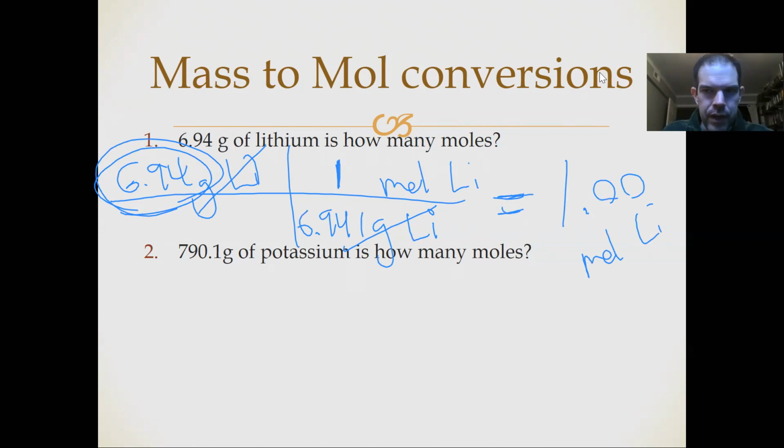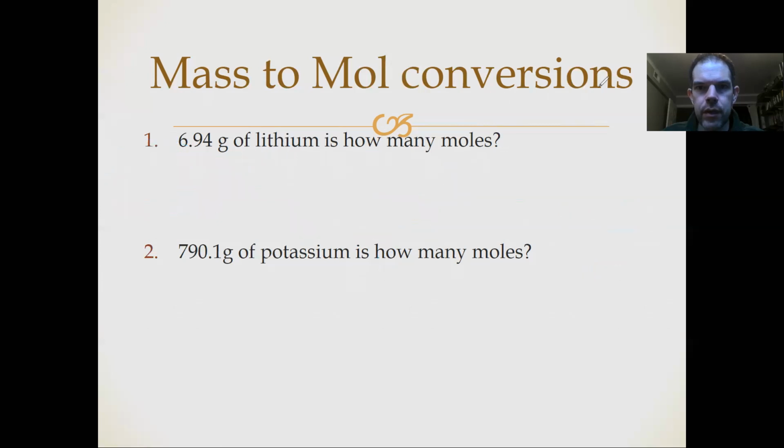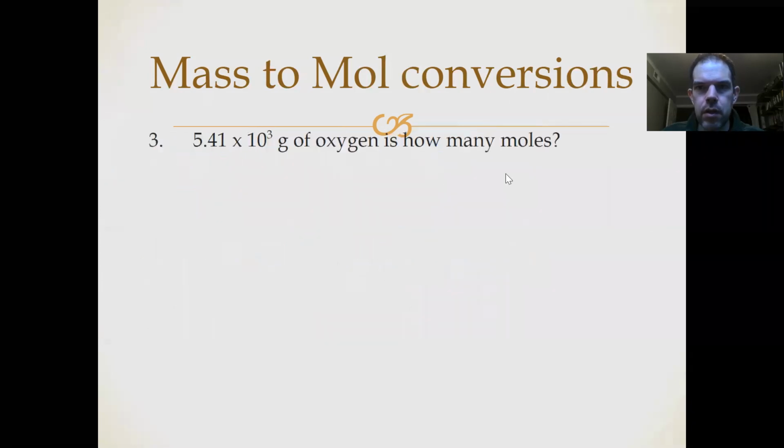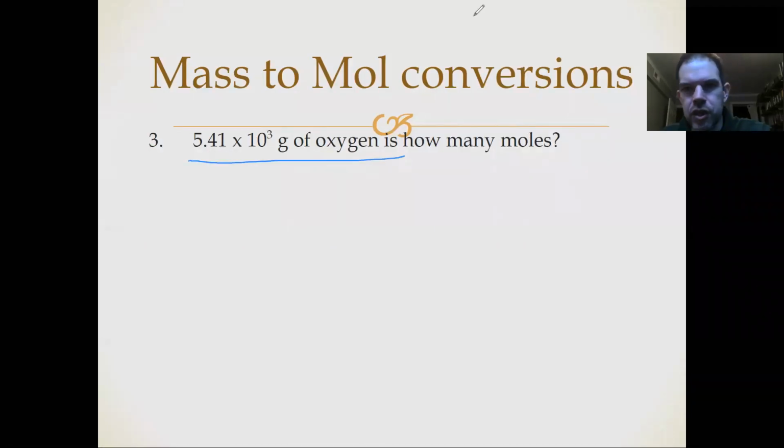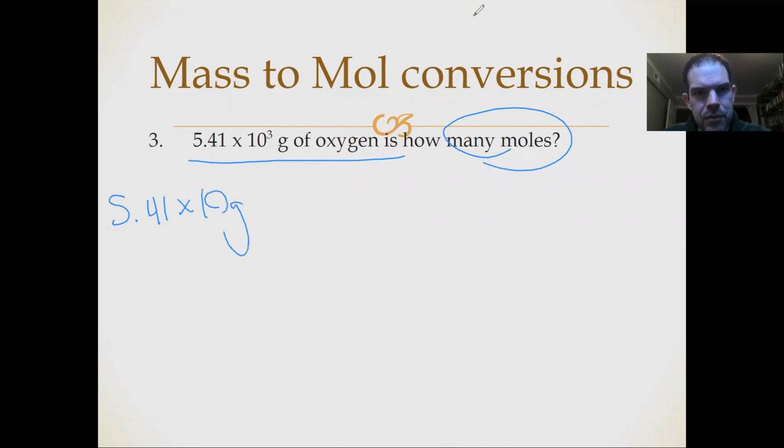Now, I'm going to skip to another problem that's a little bit harder. Okay, I'll go to one on the next page. So we're going to go 5.41 times 10 to the 3rd grams of oxygen to moles. So the same direction, okay? So I'll start over here with 5.41 times 10 to the 3rd grams oxygen.